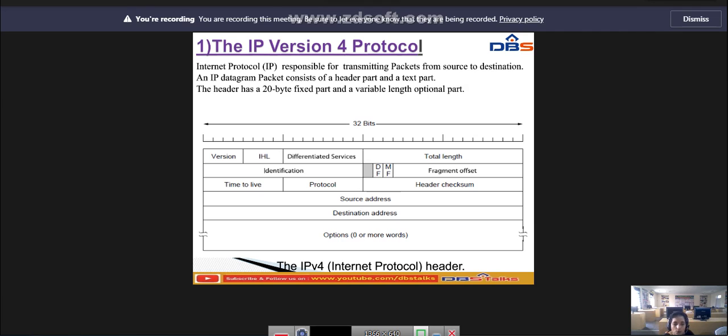Next, coming to total length. What is meant by total length? It includes everything in the datagram, both header and data. The maximum length is 65,535 bytes. Next, identification. What is meant by the identification field? It is needed to allow the destination host to determine which packet a newly arrived fragment belongs to. All the fragments of a packet contain the same identification value.